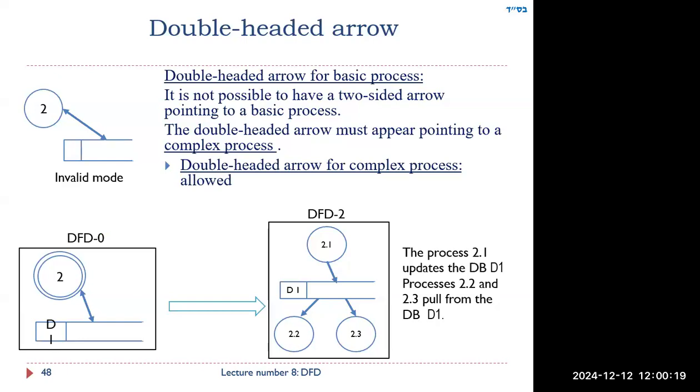What about double-headed arrows? A double-headed arrow is not possible for a basic process. A double-headed arrow can be for a complex process. Why is this not allowed and this allowed? Because this really just means that eventually, in DFD 2, which is over here, there's going to be 1 going in and 2 going out. In other words, we'll eventually see who's reading and who's writing.